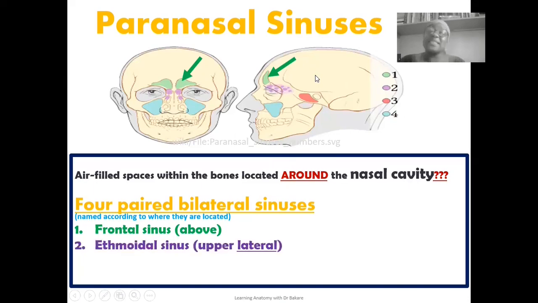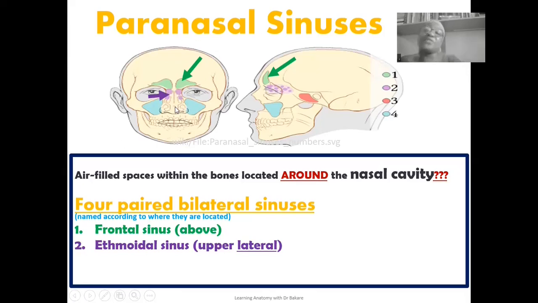Then the second sinus is the ethmoidal sinus. The ethmoidal sinus is located, as the name implies, within the ethmoid bone. This is where we have the ethmoid bone here highlighted in purple. The ethmoid bone is located at the roof of the nasal cavity, and of course between the 2 orbits. So this is where the ethmoid bone is located, and of course it is located within the ethmoid bone, as the name implies. This is seen at the lateral part of the nasal cavity.